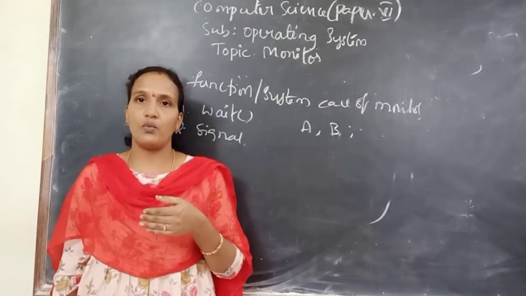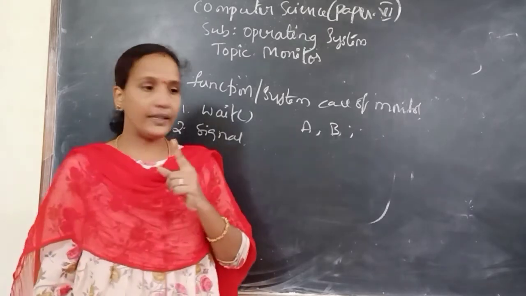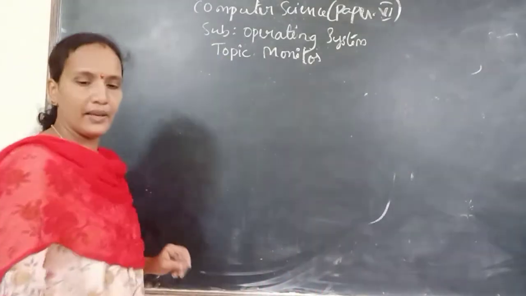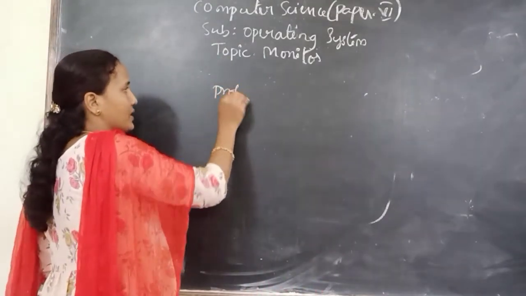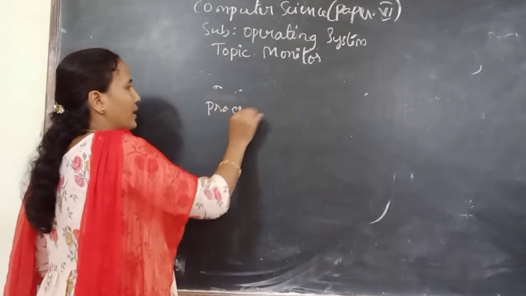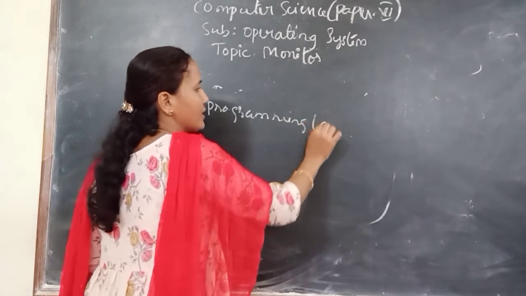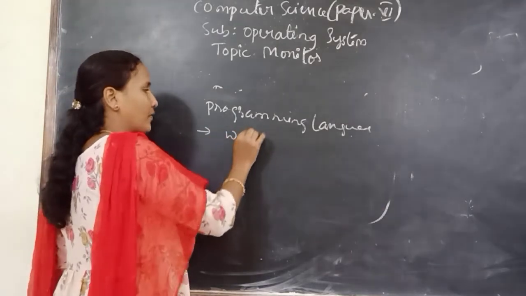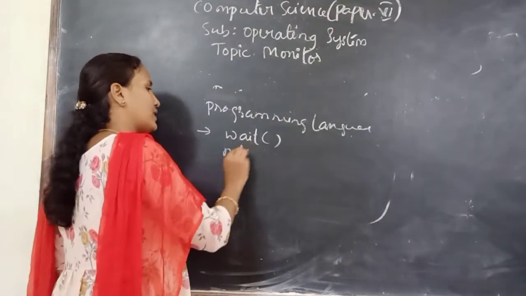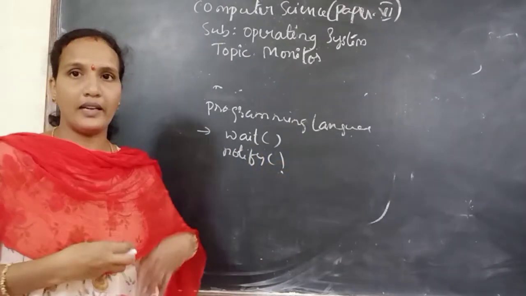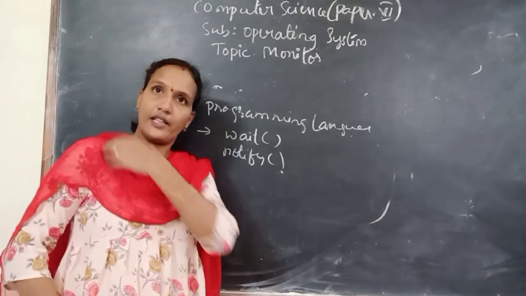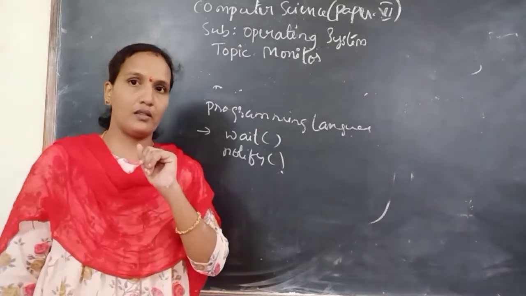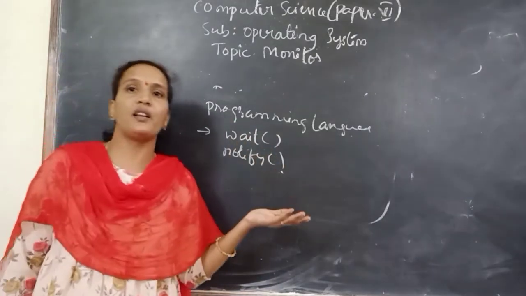Actually, whatever monitor code is there, that code should be included by the programming languages. Okay, programming languages. Like in Java also we have this monitor code. This wait and notify, you can see this inside the threads. You can see the thread life cycle. You will get this wait, resume, notify. These methods you can find out in the threads concept, because Java is implementing synchronization.